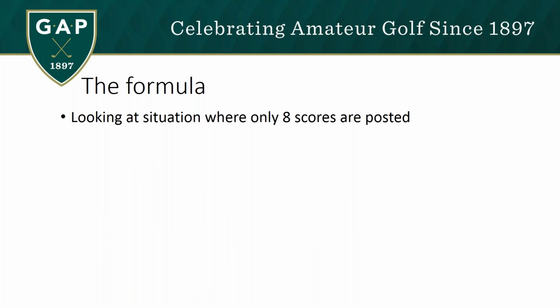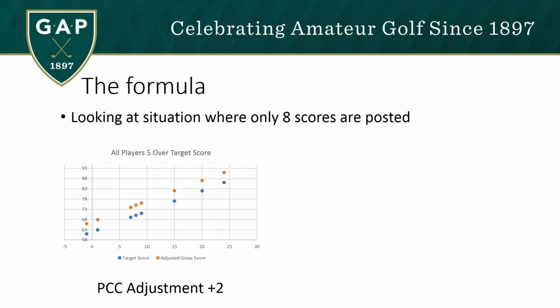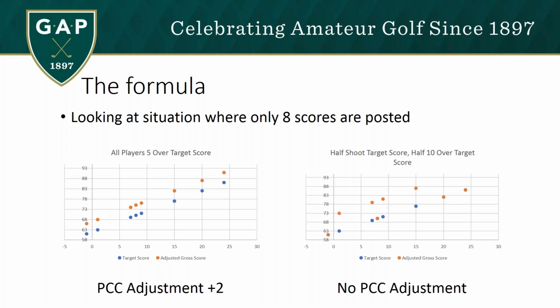So we looked at a couple situations where there were only 8 scores posted. The first was all 8 players shot exactly 5 shots over their target score. So every single person on this chart, 5 over their target score. In that case, the PCC adjustment was +2. Again, showcasing it's not a 1-to-1 adjustment. Here, everyone was 5 over their target score, but the adjustment was +2.